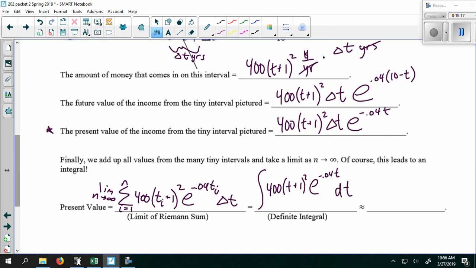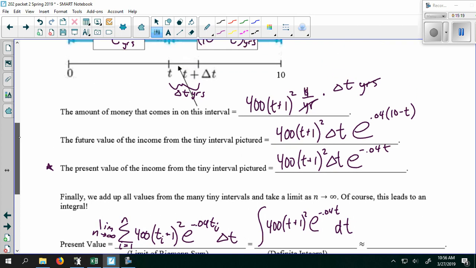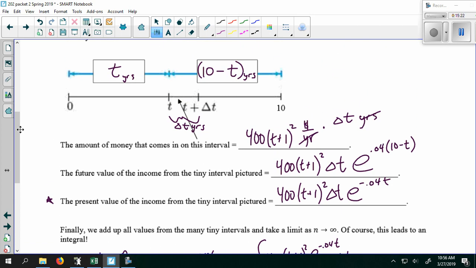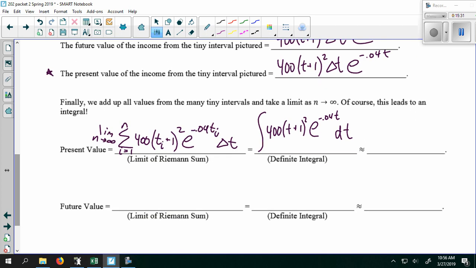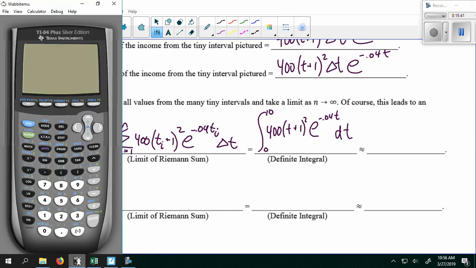And then my bounds of integration, let's go back and look at the picture. The bounds of integration are 0 to 10. That's where I'm stacking up these slices of time and figuring out how much money comes in on each slice. So from time 0 to time 10. And then we're just going to have a calculator evaluate this integral for us.